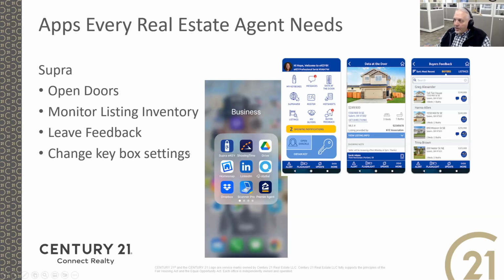The other thing that your Supra eKey will allow you to do is to change key box settings. So if your box is set to open at 9 a.m. and your client says that I don't want anybody ever coming into my house before noon, you can go change the settings to where the box will not open before noon on any particular day. But you have to physically be at the box to open it to be able to change those settings. So that's how you use the Supra eKey app.